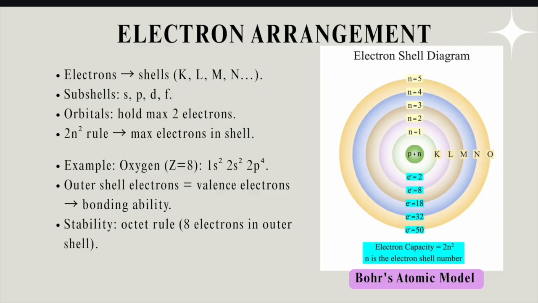So stability is basically when the octet rule is followed, meaning when 8 electrons are present in the outermost shell. The outermost shell, like in this diagram, n=5 is the outermost shell. If this outermost shell is filled with 8 electrons, that means it is a stable atom. So this is about the electron arrangement according to Bohr's atomic model.